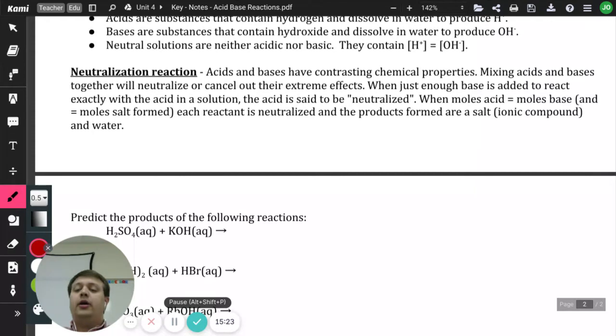When my moles of acid equal my moles of base, each reactant is neutralized, and therefore we're going to start creating a salt, right? So ionic compounds and water, because as part of our neutralization reactions, we should be producing water. Why? We've got our hydrogen, we've got our hydroxide, they're going to bond with one another and form H2O. All right, so water. And then everything left over is going to be your ionic compound, that salt.